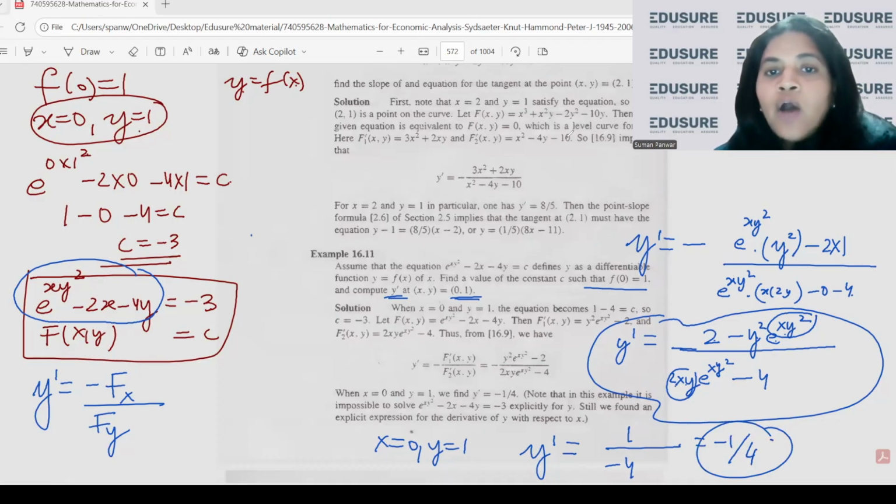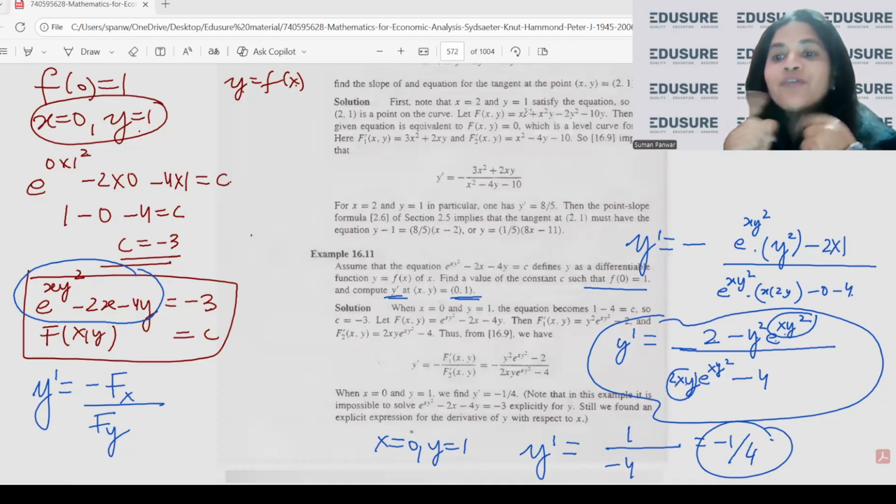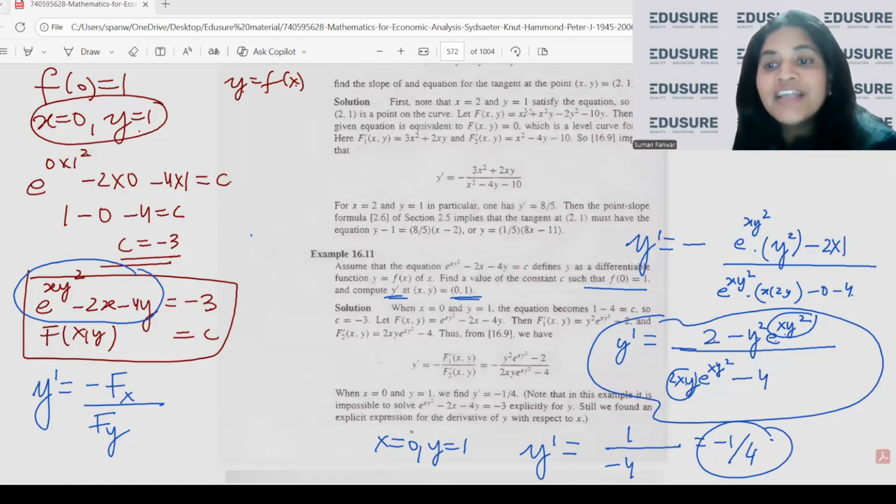So knowing how to implicitly differentiate using a direct formula for a function of two variables, using the concept of level curves, helps you a lot, saves a lot of time, and you see the underlying concept. The underlying concept is partial derivatives and chain rule for a function of two variables.